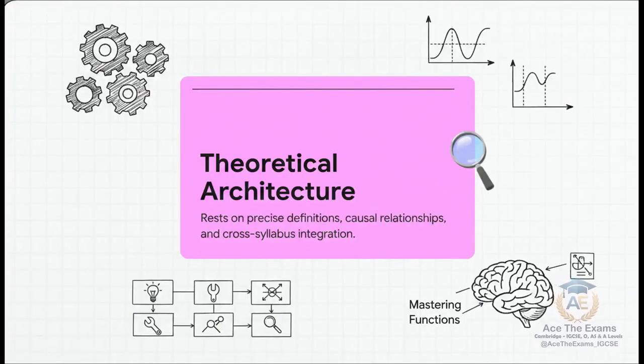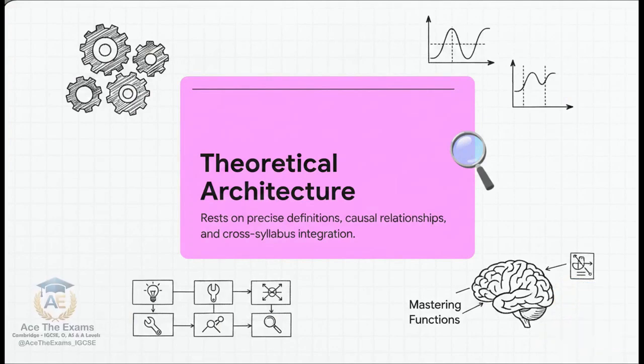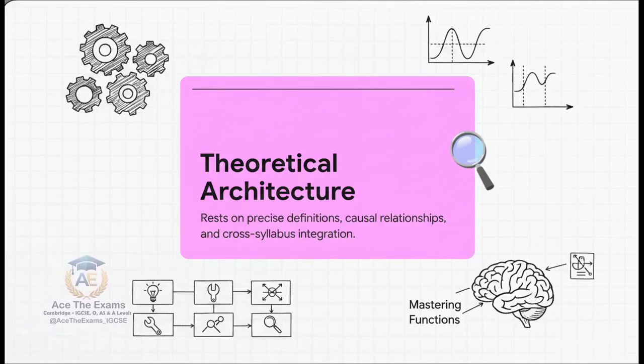Okay, so the theoretical architecture here rests on 2 critical pillars: precise definitions and causal relationships. Think of a student we'll call Alex. Alex overloads his answers with raw math facts, but provides zero analysis. He memorizes that secant is 1 over cosine, but that's where it stops. That's a massive trap. You need to understand the causal relationship.